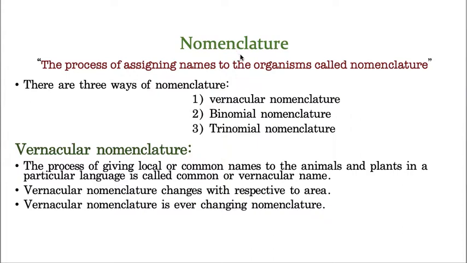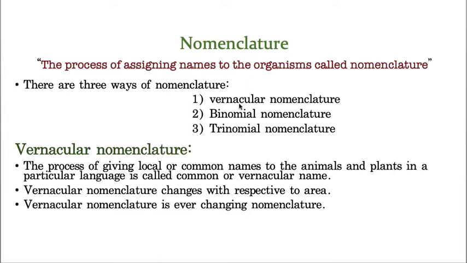Now, the next one is nomenclature. Nomenclature is the process of giving names to organisms. For example, a small boy is there, and he is given some name, let us take Rakesh. Now, a baby girl is there and she is given some name, say Gopika. These are all names. Assigning names to organisms is called nomenclature. Such nomenclature can be done in three ways.